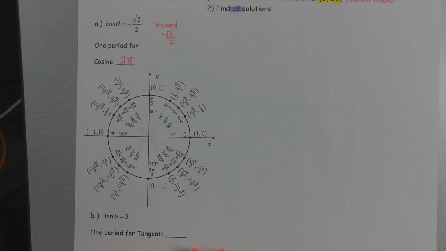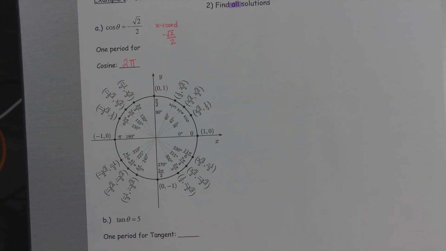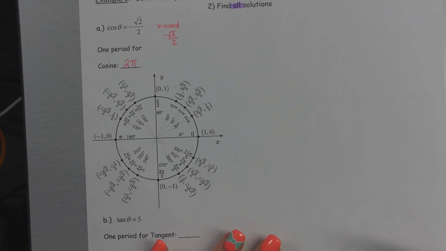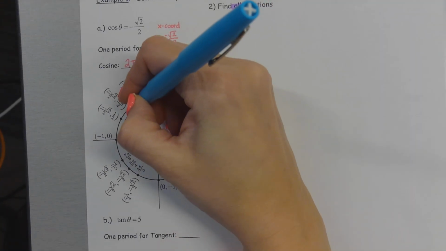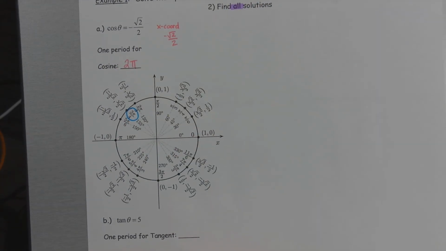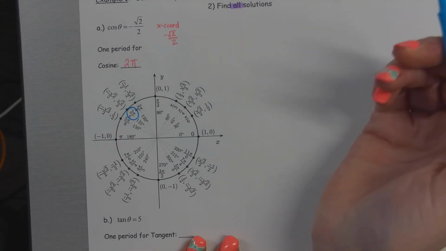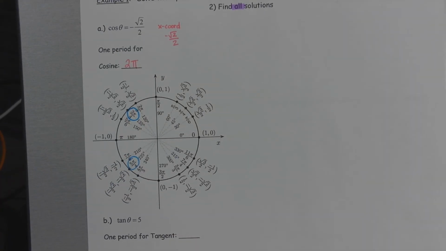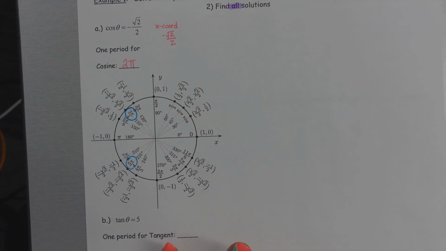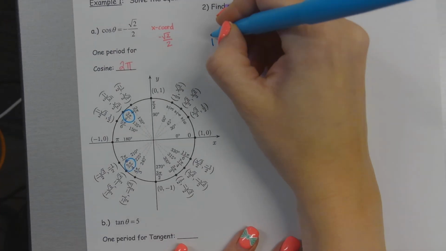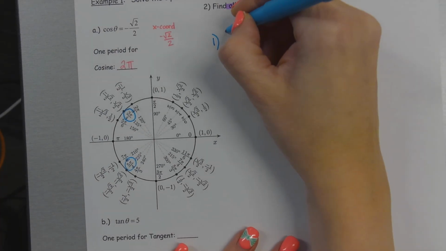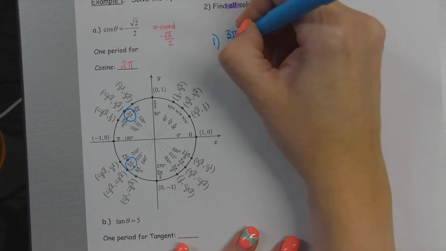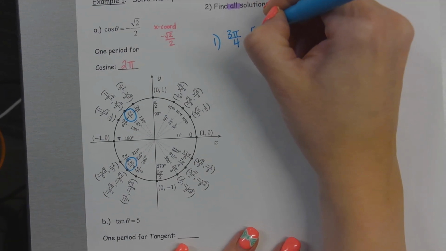All right, so Nina, give me one that you circled. Yep, so 3 pi over 4 is one place where your x is a negative root 2 over 2. And then what was the other one? 5 pi over 4. Yep, 5 pi over 4. Okay, so those are the only 2 places in the interval 0 to 2 pi. So your solutions are going to be 3 pi over 4 and 5 pi over 4.